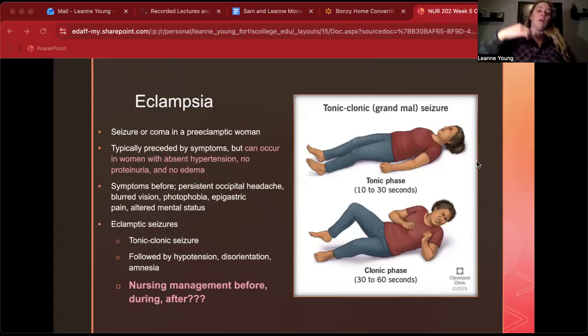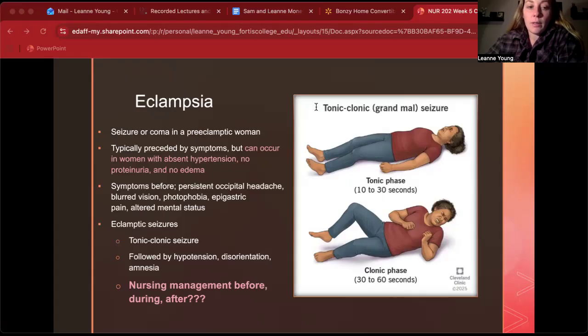Okay. Eclamptic seizures are typically the tonic-clonic seizures, which I have a picture over here. So you have the tonic phase, and then you have the clonic phase where they're contracted and they're having those rigid movements. Okay. Typically after a seizure, we see mom or patients that are hypotensive, disoriented. They don't remember having the seizure. They don't remember sometimes where they are, very disoriented.